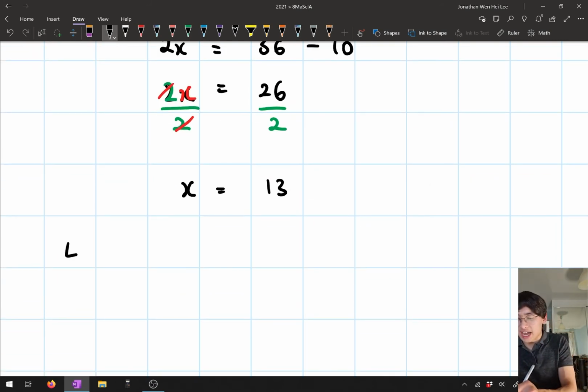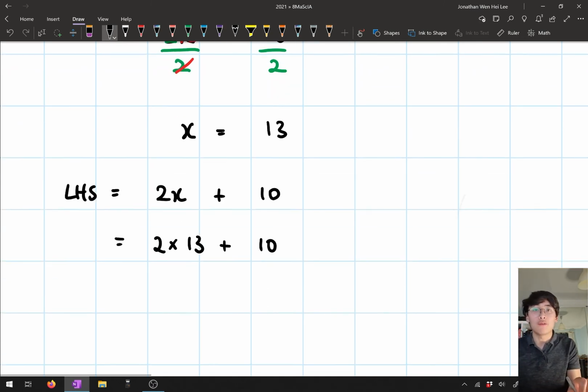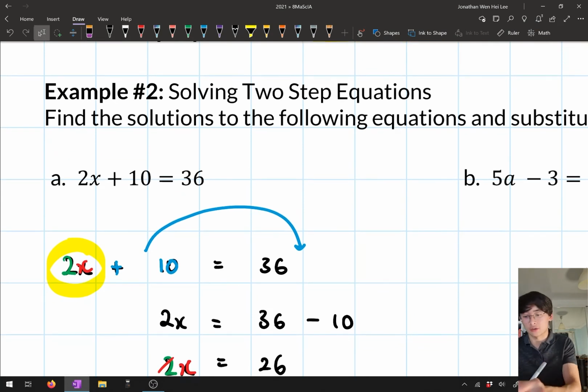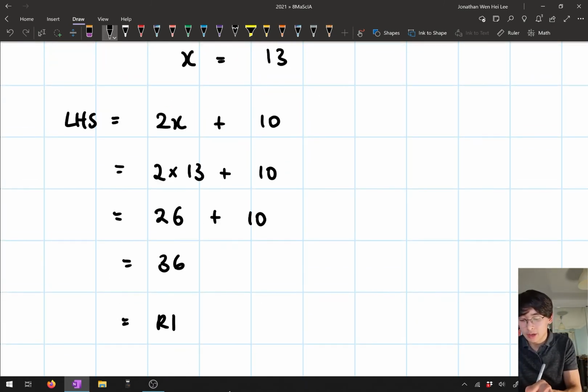What we can do is we can check our solution just like we did before. So our left-hand side was 2x plus 10. And so what we can do is replace x with 13. So I've got 2 times 13 plus 10. And if you perform your operations in order, we need to do the 2 times 13 first. So 26 plus 10. And 26 plus 10 is equal to 36. And that is what was on the right-hand side originally. So here, our left-hand side was 2x plus 10. Our right-hand side was 36. And so that's equal to the right-hand side, which means that this equation is true.